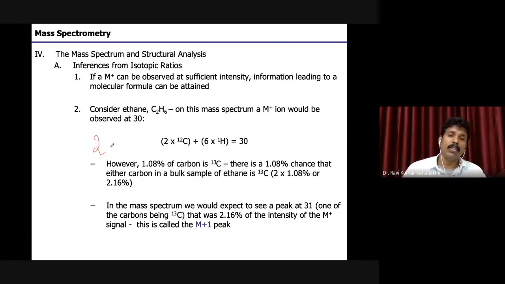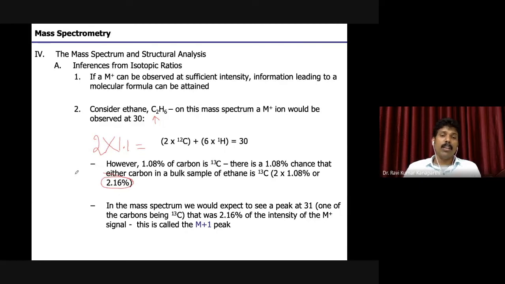How? The contribution actually comes from the number of carbon atoms. There are 2 carbon atoms, therefore 2 multiplied by the relative abundance of that particular isotope. So for carbon-13, what is the relative abundance? It is 1.1, right? So that will contribute approximately 2.2 as the relative abundance of the m+1 peak in the case of ethane.